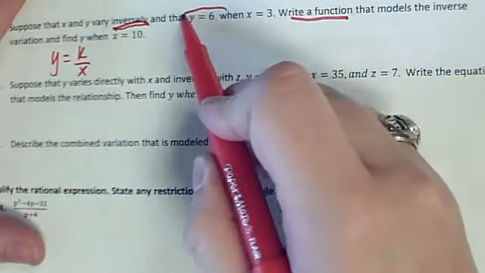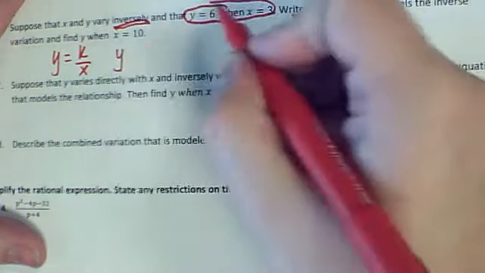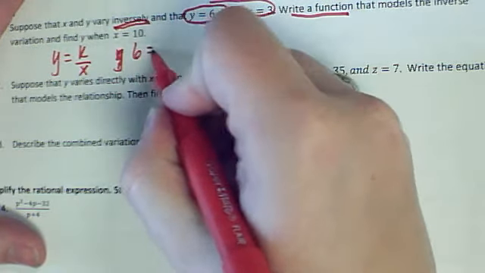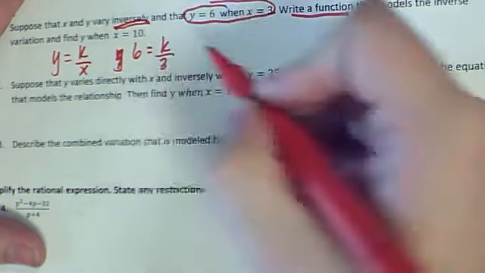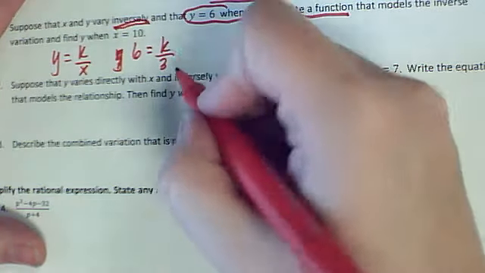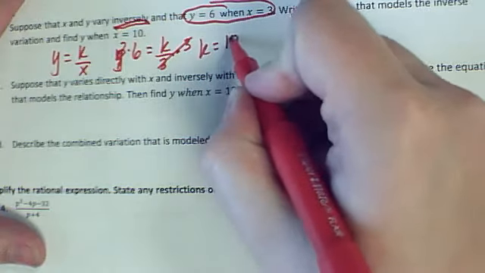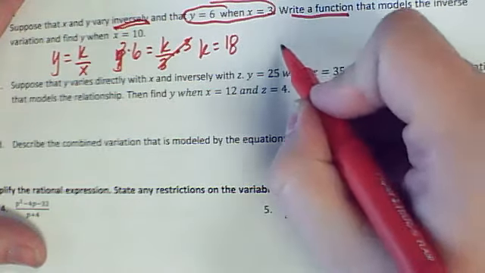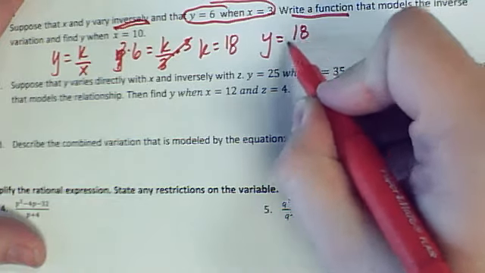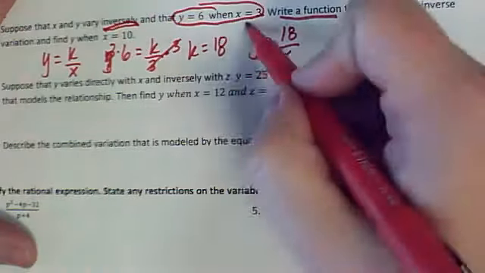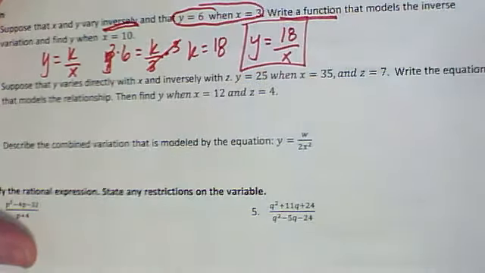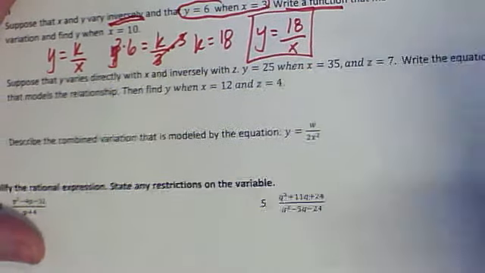So first thing, I'm going to take these numbers and plug them in. So y equals, well, your y is 6. 6 equals k over 3. Well, when I'm solving for k, I'm going to multiply by 3 on both sides. So k equals 18. So my function, I'm going to take that k, plug it back in, and now I have my function, y equals 18 over x. So there's your first part.